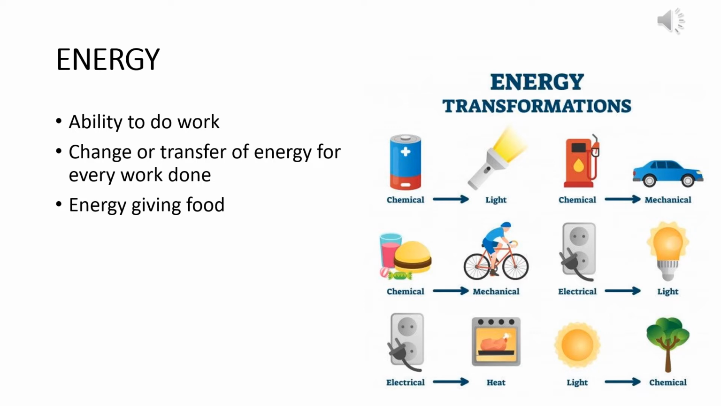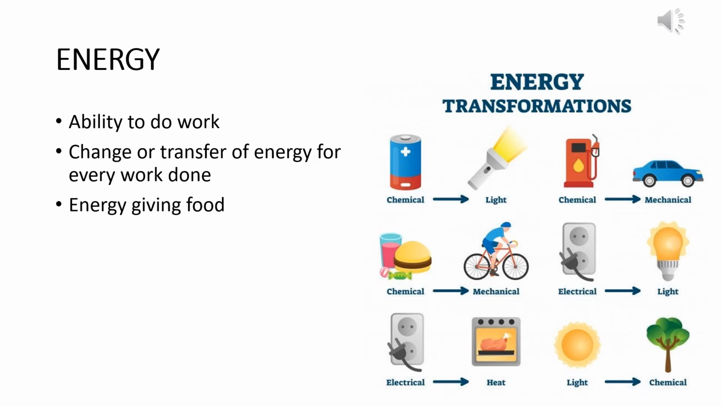There is some energy present in a battery in chemical form, and whenever that battery is put inside a torch and the torch is lit up, the chemical energy of the battery is transformed into light energy. The chemical energy of petrol or diesel, whenever that petrol or diesel is put inside a car and the car is running on it, is transformed into mechanical energy.